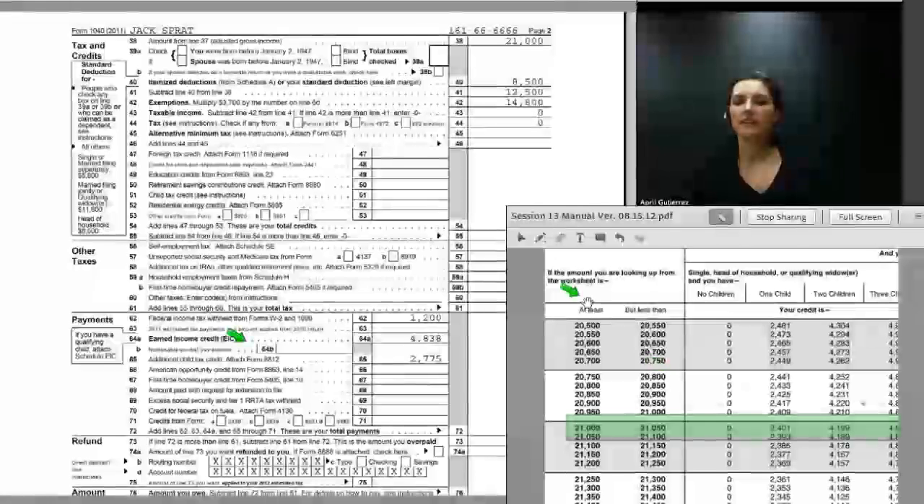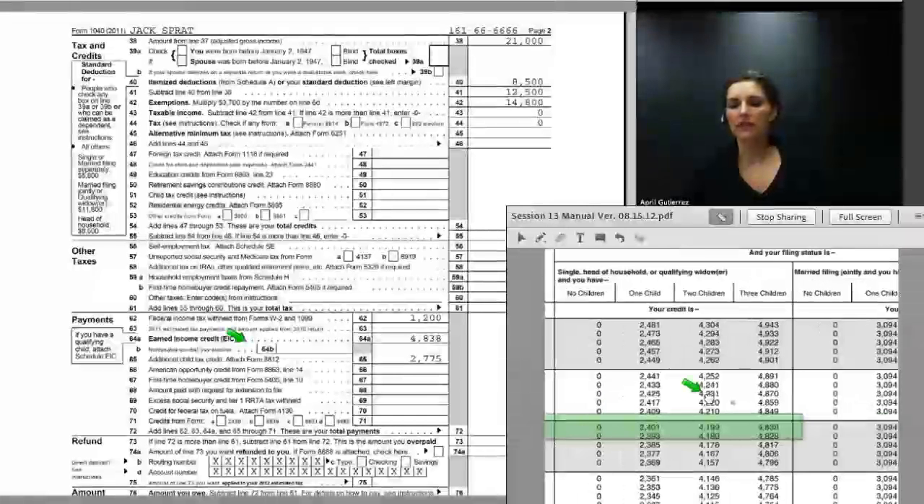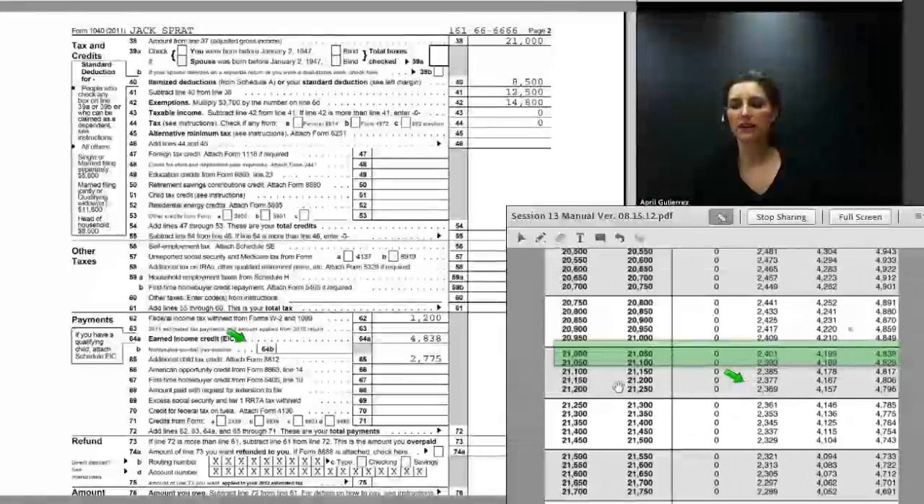And of course, Jack's income is at least $21,000. So we go to the line that says $21,000. It is not more than $21,050. We follow the line across for 3 children. We get $4,838. Now he could make an election to include his combat pay for purposes of calculating the credit, but that would push his income up to $21,500 and would actually make his credit go down.